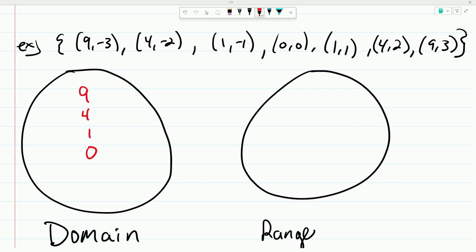If the numbers repeat like this 9 and this 9, all you have to do is write it down once because you already have it. It's inside of the domain. It is one of the X values. Now let's look at all the Y values. I'll write them in this blue color. So we have -3, -2, -1, 0, +1, 2, and 3.